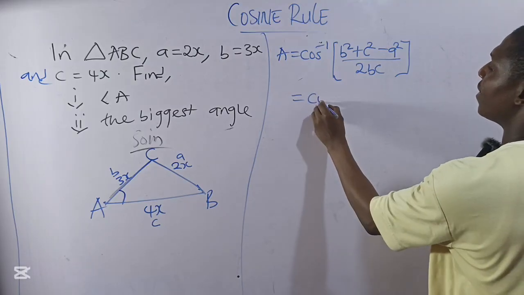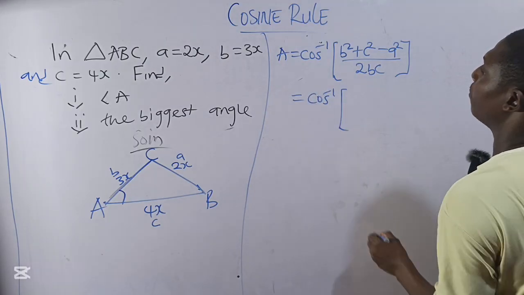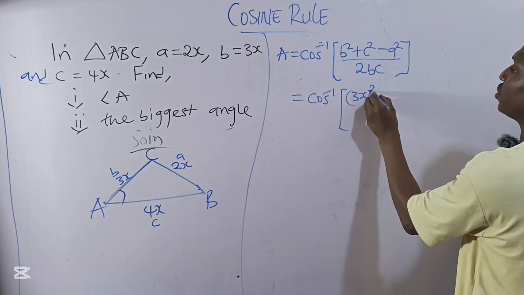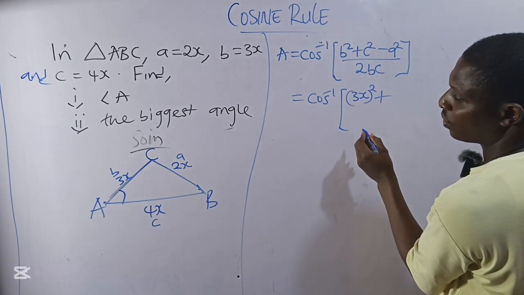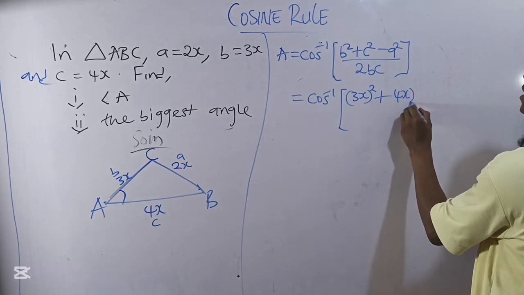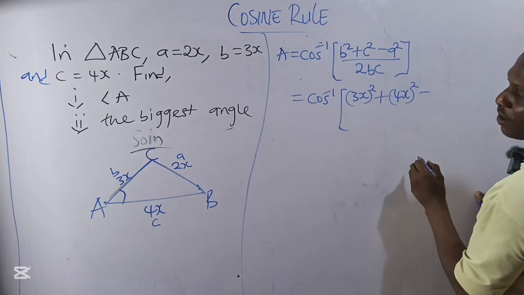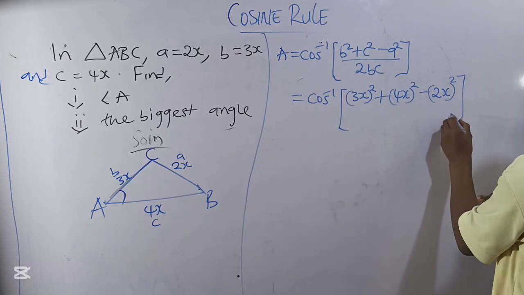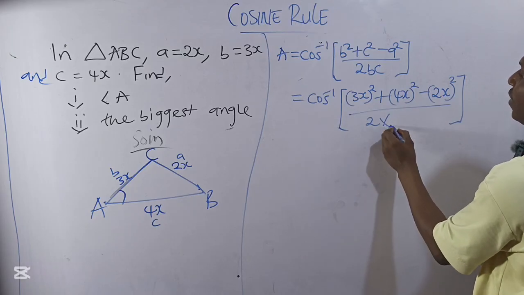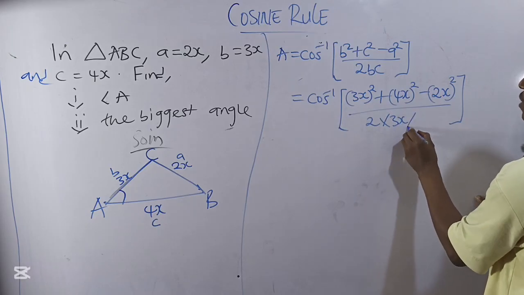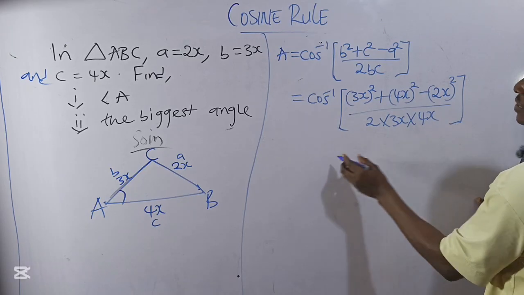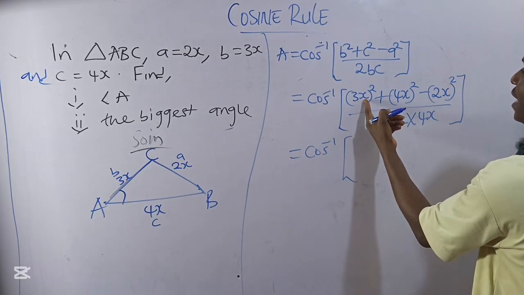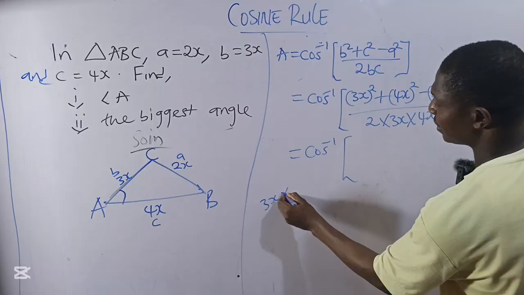Now, I have my cos inverse. My b is 3x, so I have 3x in bracket squared, plus c, which is 4x, so 4x in bracket squared, minus my value of a, which is 2x, also in bracket squared. All divided by 2 times the value of b, which is 3x, and the value of c, which is 4x.